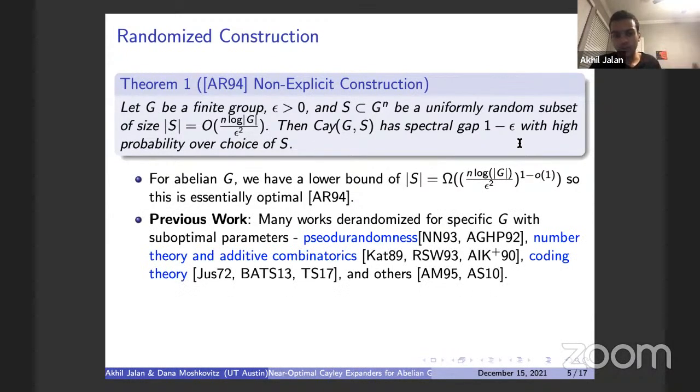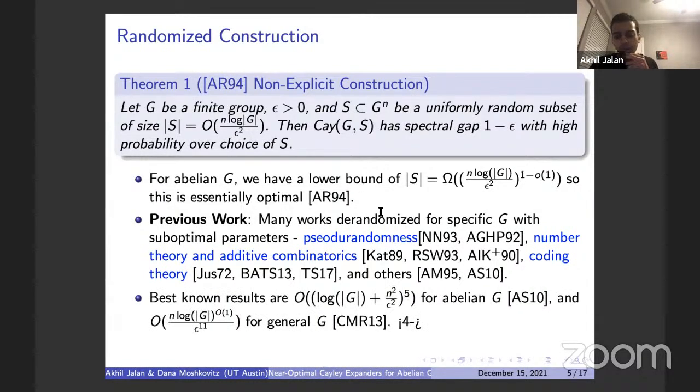Previous work de-randomized this with very suboptimal parameters for very specific groups, but none of them really came close. In particular, for the general setting of abelian groups, we get something like log of G plus n squared over epsilon squared, all to the 5th power. So this is pretty far from this optimal size.